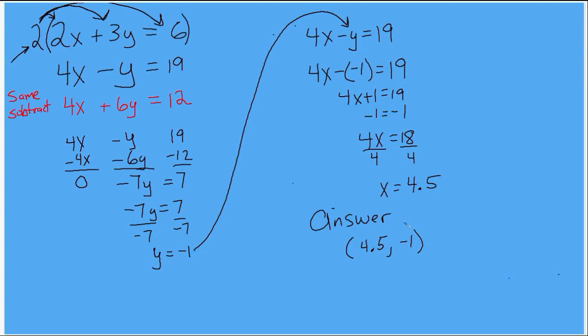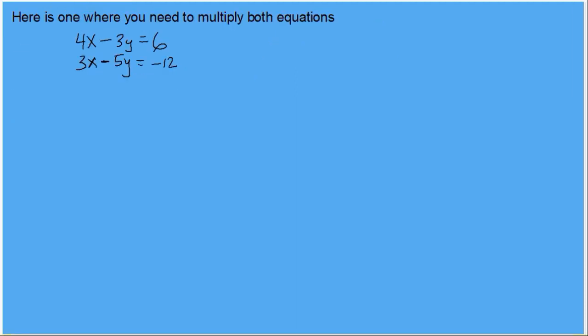We have a couple more examples to do, so stay with me, please. Here's the next one. This is one where you have to multiply both equations. So I have 4x minus 3y equals 6, and 3x minus 5y equals negative 12.